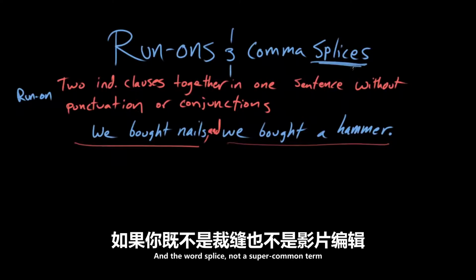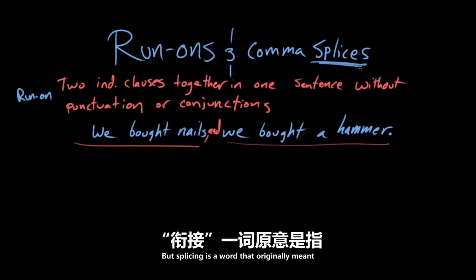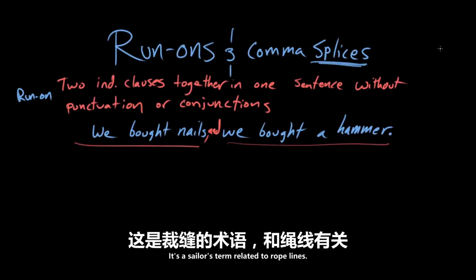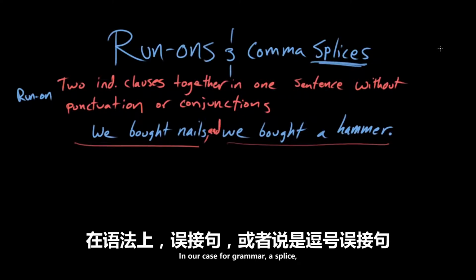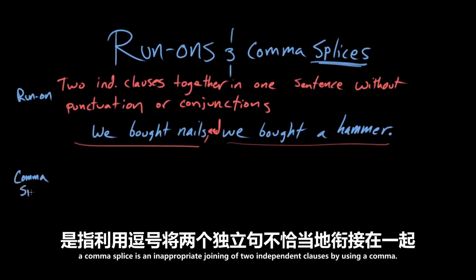And the word splice, not a super common term if you are neither a sailor or a film editor. But splicing is a word that originally meant to take two ropes, untangle them, and weave them back together. It's a sailor's term related to rope lines. In our case, for grammar, a comma splice is an inappropriate joining of two independent clauses by using a comma.